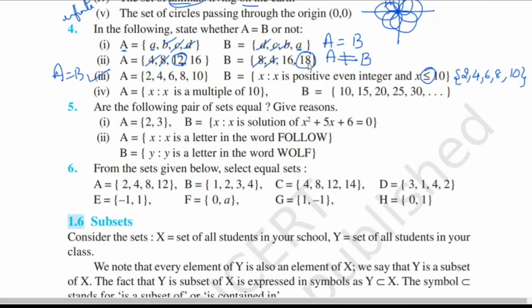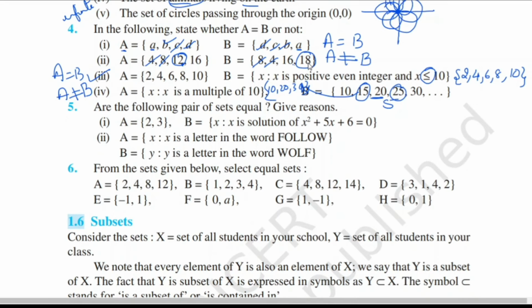Then the next one, A, x is such that x is a multiple of 10. Then B, x is 10, 15. This is a multiple of 5. Multiples of 10 would be 10, 20, 30 like that. So 15, 25 do not belong to this set. So it is not equal. A is not equal to B.